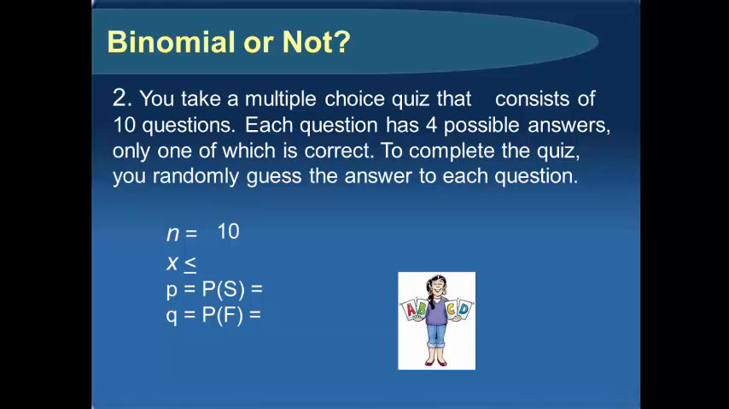Let n be the number of questions, that is 10. x is less than or equal to 10. The probability of getting a correct answer is 0.25. Since there are 4 possible answers, then the probability of getting a wrong answer is 0.75. It is also a binomial experiment since there are 2 possible outcomes, that is, getting a correct answer and getting an incorrect answer.